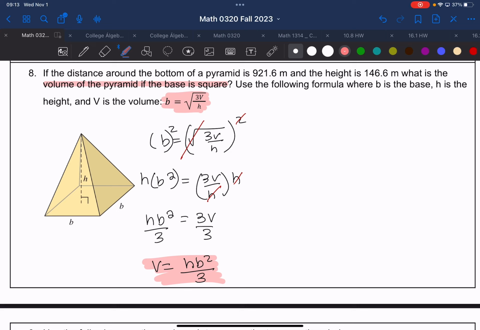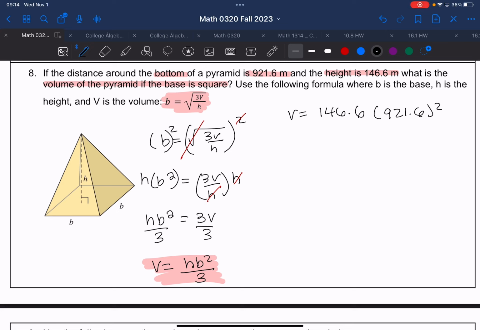So what number did they give us for height? 146.6. Good. And what about the base, B? Right here, yep, the bottom, 921.6. So I'm going to plug those numbers in. So I have V is equal to the height, 146.6, times the base, 921.6 squared.